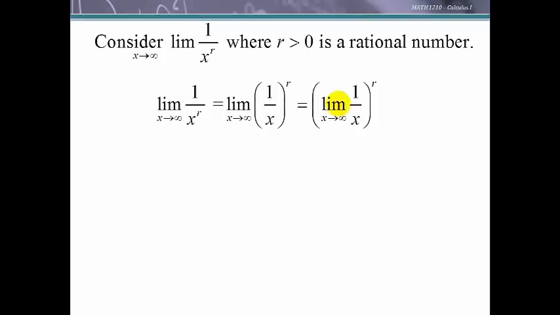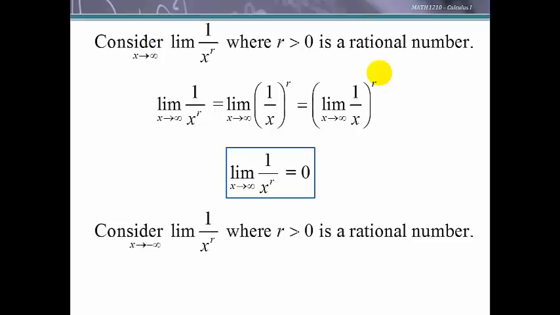And so when we do that, we have the limit as x goes to infinity of 1 over x and then to the r power, and we already know, as we have just looked here, that the limit as x approaches infinity of 1 over x is 0, and so then if we raise 0 to the rth power, we also get 0. So this will let us know that anytime we have 1 over x to a rational number and we want x to approach infinity, the limit will be 0.